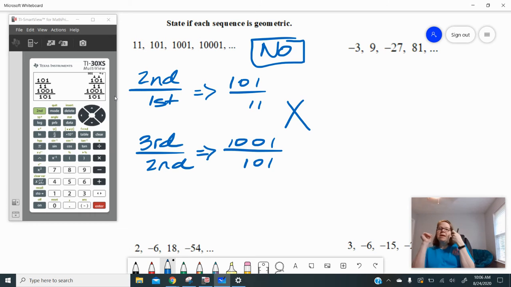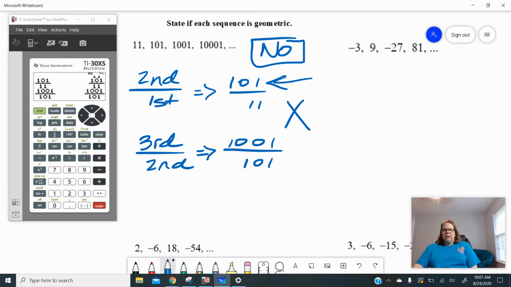Geometric sequences are made of numbers that when you multiply by the same thing, you get the next number, the next term in the sequence, every single time. So if this was geometric, then we should be able to multiply by that common ratio, that number that we got as our answer here, and we should be able to get the next term in the sequence, and then multiply by that again and get the next term and the next term and so on. And if that doesn't happen, it's not geometric. It may be some other kind of sequence, but it's not a geometric sequence.